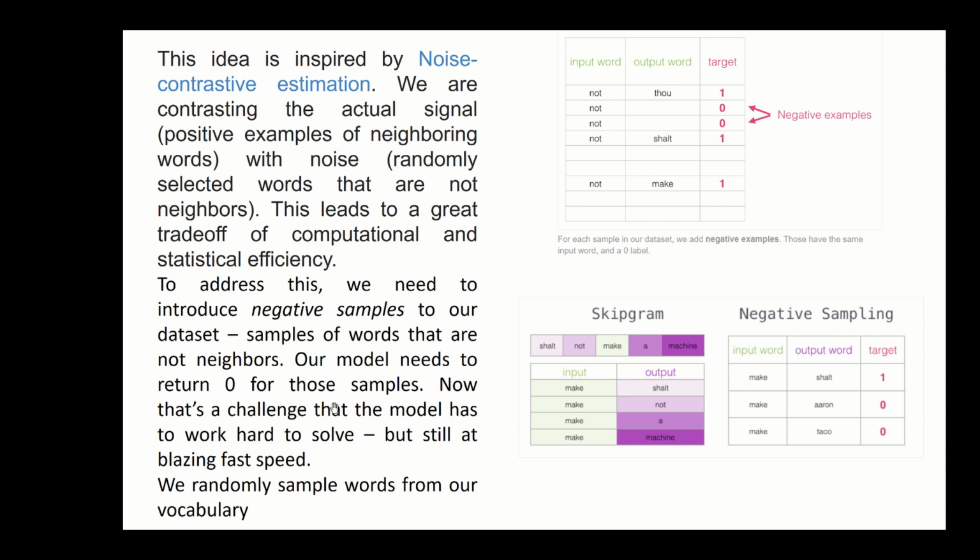Negative samples are nothing but some sample words from the dictionary which are not the neighbors. So "shall", "not", "a", "machine" are the neighbors, right? If any of these words comes here, we give the target as 1, but if any other word comes, we give it as 0. How do we do that? We just randomly select 2 words from the vocabulary and give them 0. That's all, because that is not going to have much impact anyway.